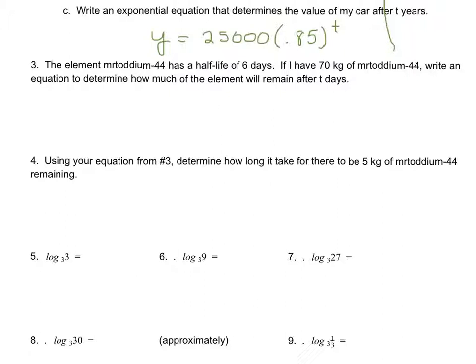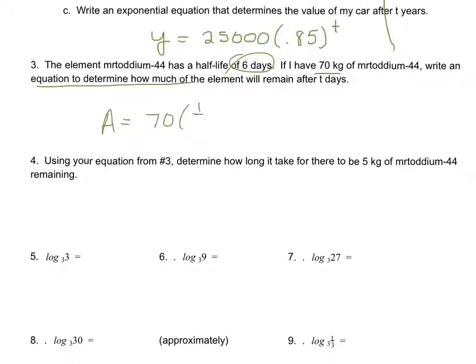Alright, problem 3, we've got some Mr. Todium 44, and it has a half-life of 6 days. We start with 70 kilograms, and we're supposed to write the equation. This is a half-life problem, and we gave you a formula for that in class, but let's see if we can reason it out. The amount I end up with is going to be based off of how much I start with, which is 70 kilograms.